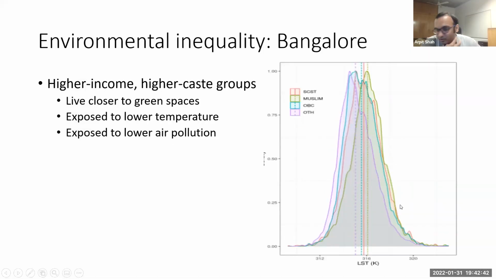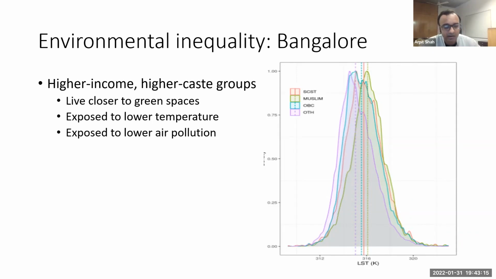The graph here shows temperature on the x-axis, which increases as you move towards the right. This is a histogram, so on the y-axis you have the histogram density. We are showing here four groups of people based on religion and caste. The green curve represents the Muslim population, and the red represents SC/STs. These are what we would call the marginalized groups.